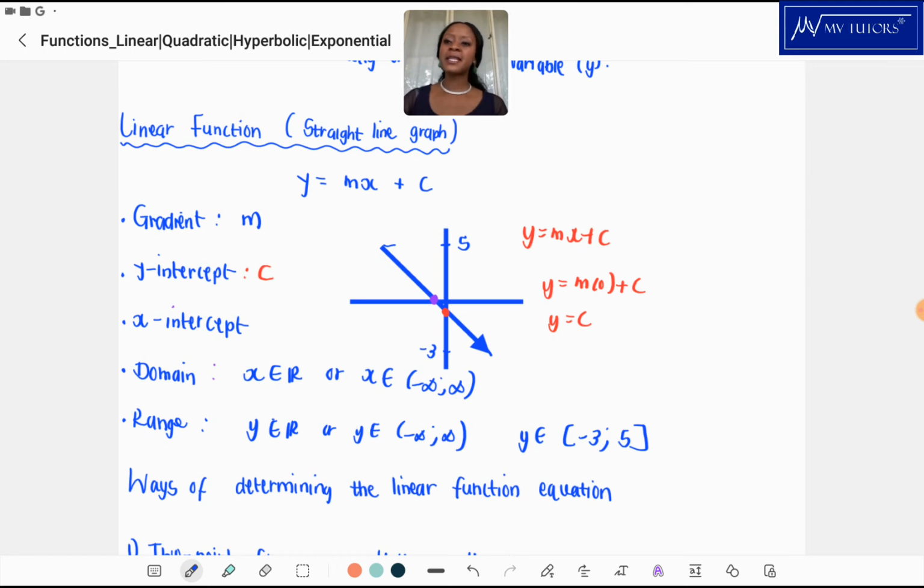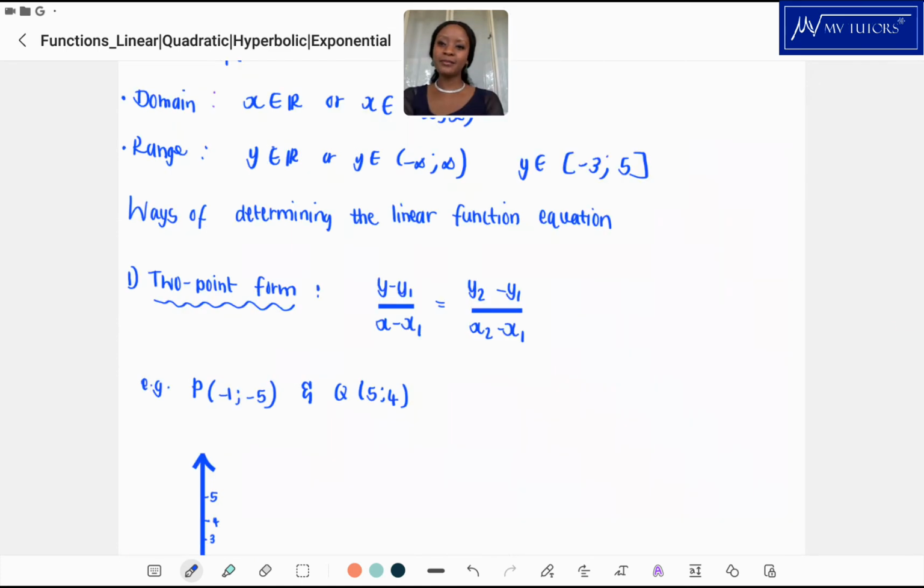So basically these are the questions that would ask for a linear function, like what is the gradient, calculate the y-intercept, get the x-intercept, describe the domain and the range, and so forth. And linear functions, guys, these are the easiest. So please, do well in them.